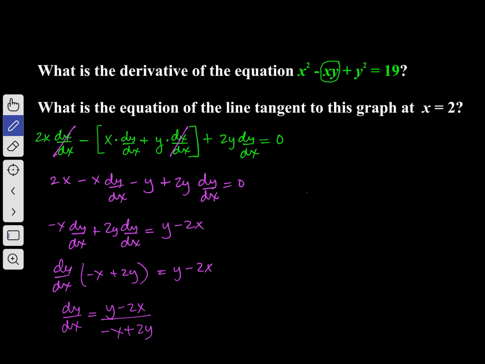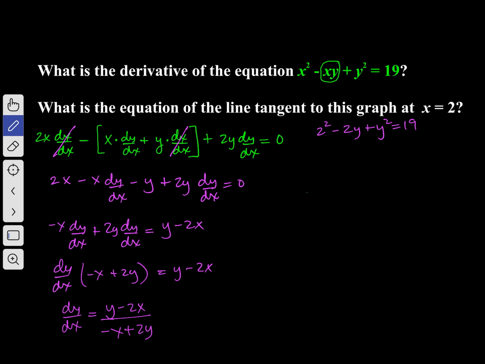Okay, so now what is the equation of the line tangent to the graph at 2? Well, in order to find that, we need to have a point. I have an x value. Let's find the y value. So let's substitute in 2 into our function. So I'm going to have 2 squared minus 2y plus y squared is equal to 19.